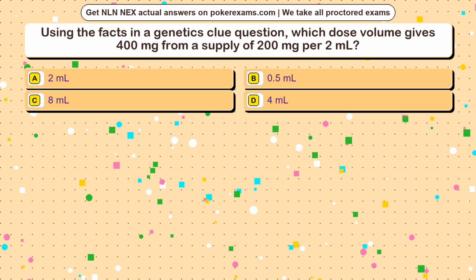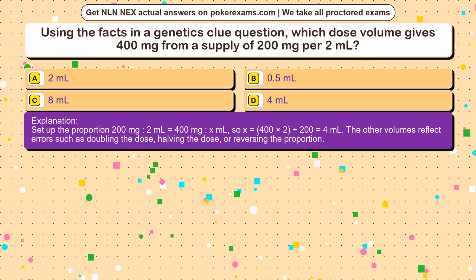The correct answer is option. Set up the proportion 200 mg over 2 ml equals 400 mg over x ml, so x equals 400 times 2, divided by 200 equals 4 ml. The other volumes reflect errors such as doubling the dose, halving the dose, or reversing the proportion.